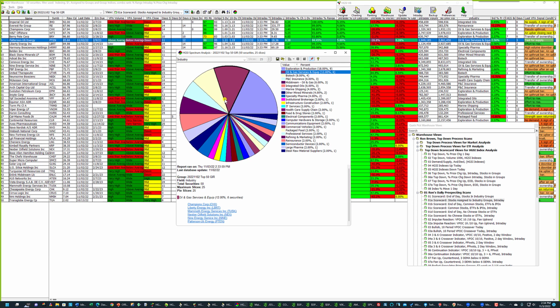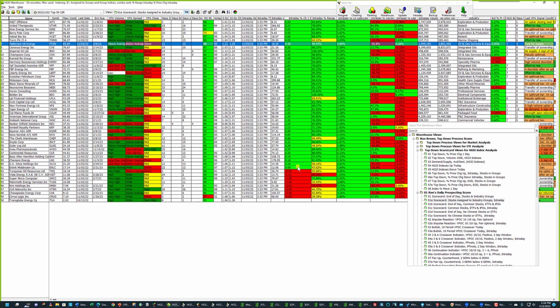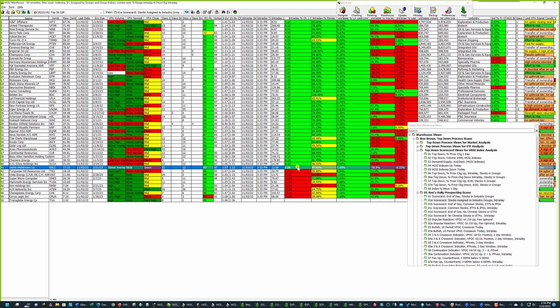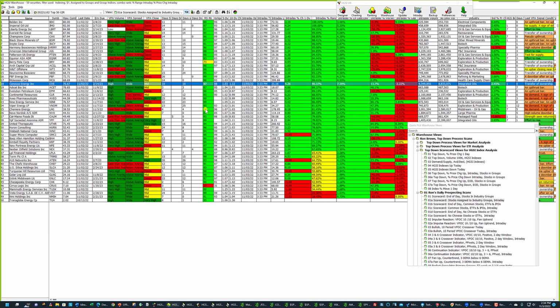Exploration and production, oil, gas, and services and equipment, biotech, and how many of these are up for the day? 41 of them are up. The ranges, I like to sort on the ranges to see which stocks are holding up the best as we go into the late hours, and you can see that there are several that are in the 90s and above. So pretty good list of stocks. I want to show you what you can do with this.